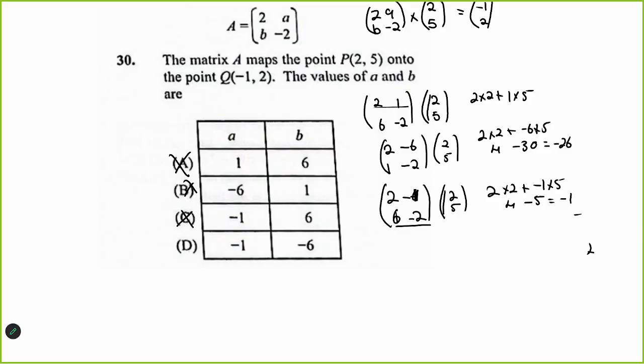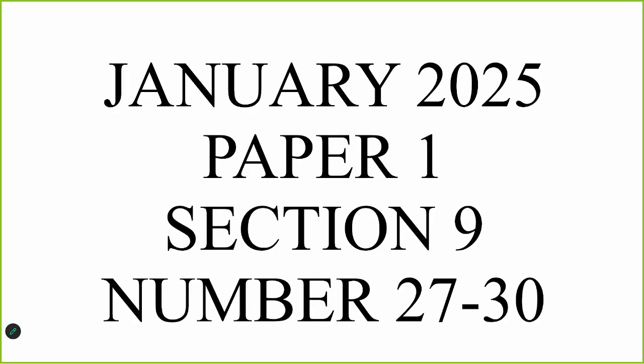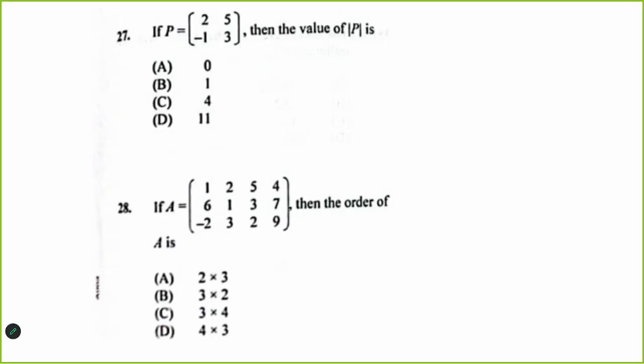Let's just do this over one more time. So you get your negative 1, and then it is 6 by 2 plus negative 2 by 5. So that is 12 plus minus 10, which is in fact 2. So you do get your negative 1 on top, your 2 at the bottom. So the answer would be C. Right? And that is the end of May, June 2025. Let's look at January 2025.